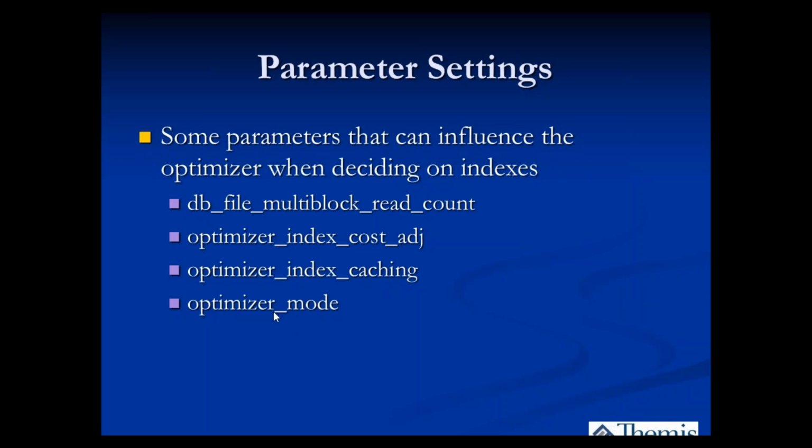And then lastly here I have this optimizer mode, which by default is set to all rows, which is for best throughput, which means come up with the best plan for processing a lot of data. It's particularly good for batch jobs or big reports that we might be running, but it's not necessarily good for getting data back right away like we would with an index. So all rows may influence the optimizer somewhat to not choose our index.